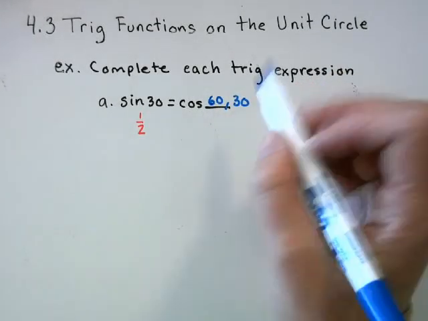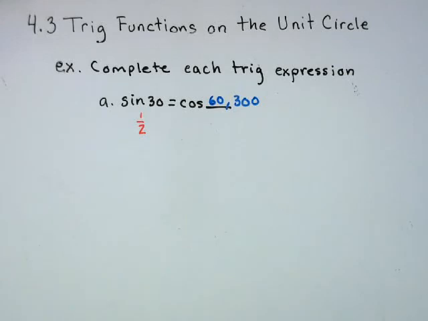I'm just going to do a comma there. 60 and 300 give me this: cosine of 60 is equal to sine of 30, and cosine of 300 is equal to sine of 30.